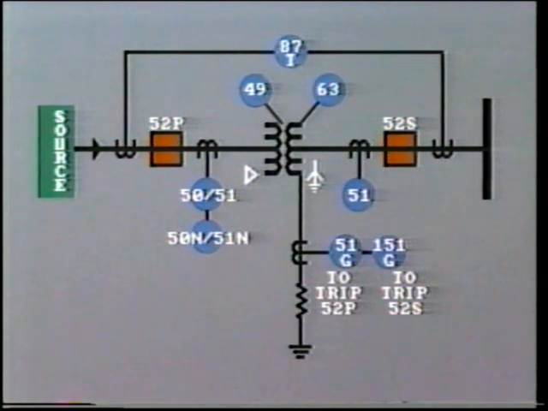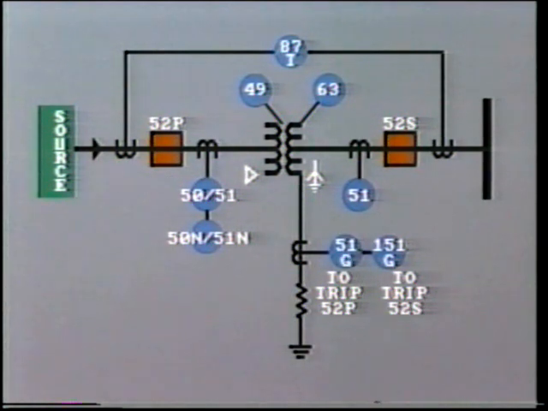Differential protection is the preferred method of protecting transformers against internal phase-to-phase faults or phase-to-ground faults. It is connected right across the transformer, including the primary and secondary breakers. Several backup relays are also installed.